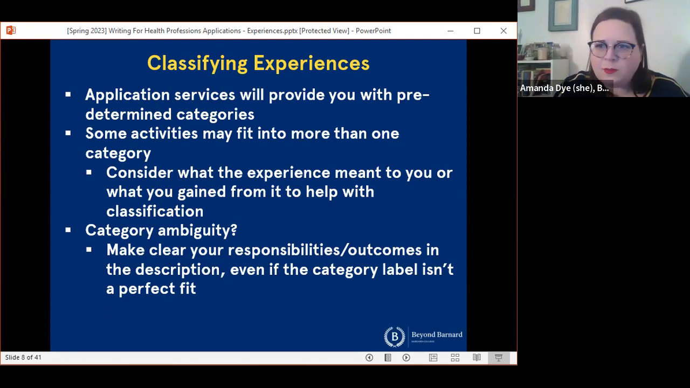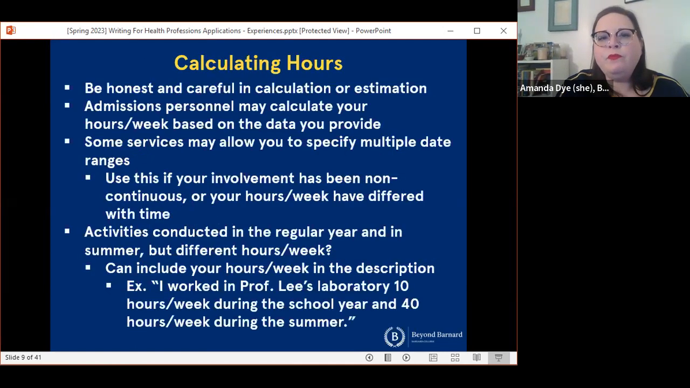There are a lot of research experiences like this, so it's very common for, say, a clinical research experience to be maybe mostly research, but to have some clinical components. And so typically you would classify that as a research experience, but then be sure to clarify in your description these are the clinical responsibilities that you had as well.